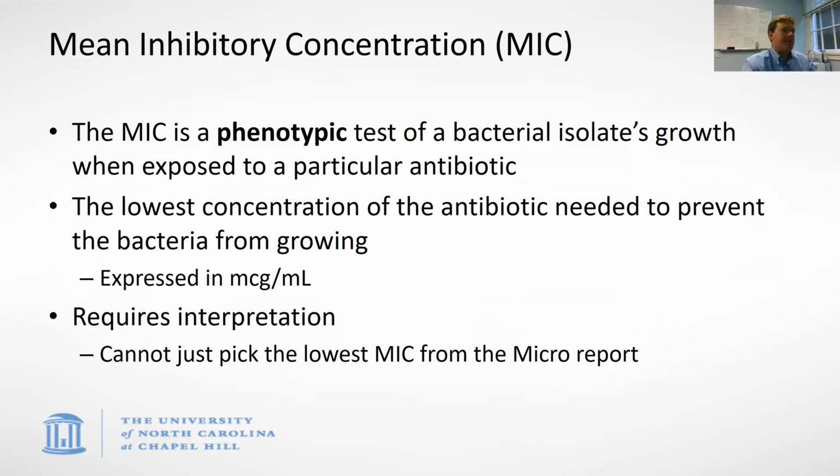So what is an MIC, the minimum inhibitory concentration? That's how we define antibiotic resistance. It is a phenotypic test of a bacterial isolate's growth when exposed to a particular antibiotic. It is the lowest concentration of the antibiotic needed to prevent the bacteria from growing. It's generally expressed in micrograms per mL. So basically, that's telling us as clinicians we need to achieve antibiotic concentrations above that number in order to kill the bacteria effectively. It does require interpretation, which is baked into the reports.